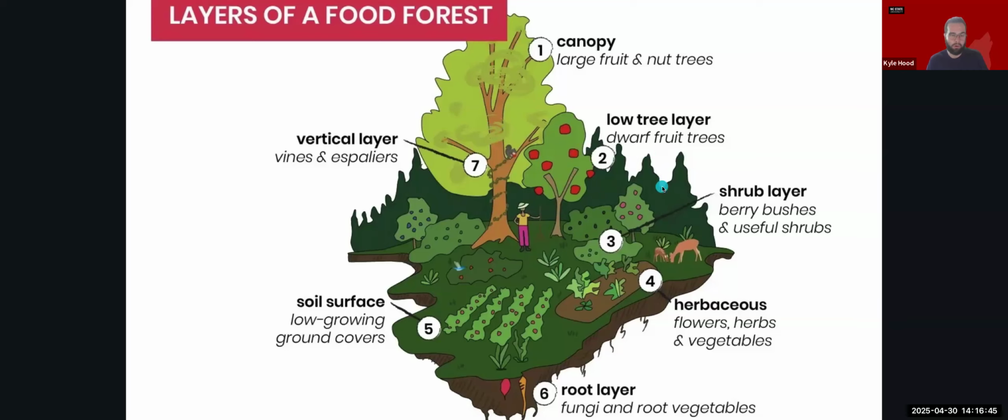Then we go a little lower to our herbaceous layer. Perennial herbs that form woody bushes are a good example. Things like oregano, lavender, rosemary, sage, all of those are really good herbaceous perennial herbs that are useful, don't take much maintenance, and can come back year after year.